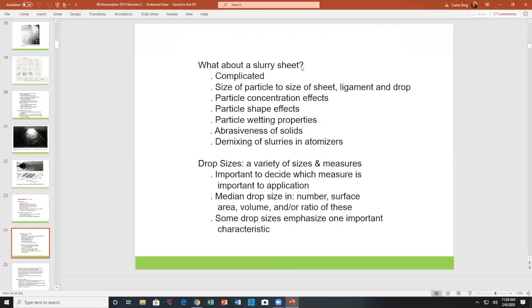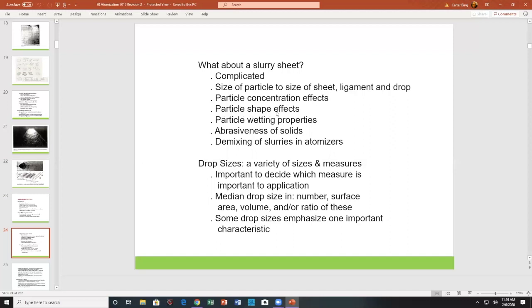Again, I mentioned this earlier, a slurry, making a sheet. You have particle size, the size of the sheet, thickness of the sheet, ligament diameter, and drop diameter. You can tell me about the particle size, and maybe you do have some sort of information on particle size distribution, but do you know the effects of particle concentration? You can tell me what the size of a Cheerio is, Cheerio cereal, but I seriously doubt if you could tell me the particle concentration in a box of Cheerios or how many particles there are.